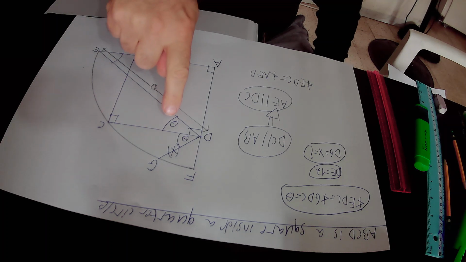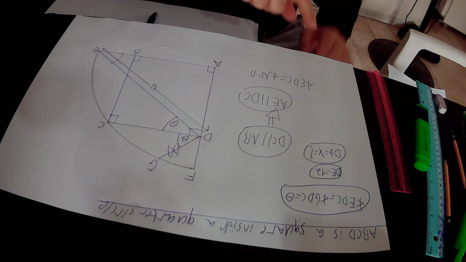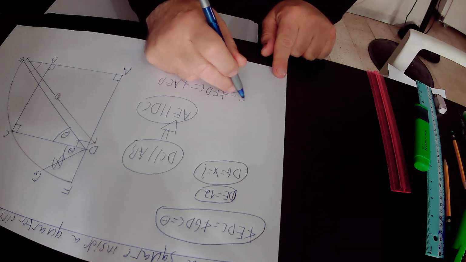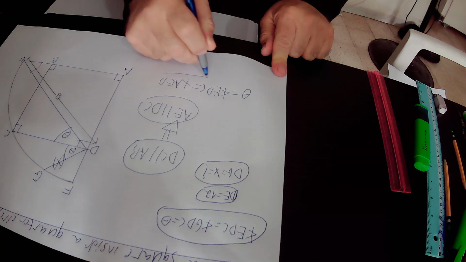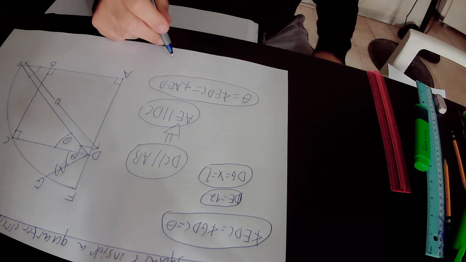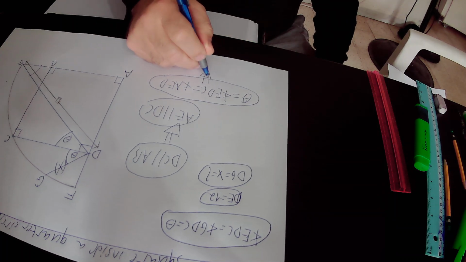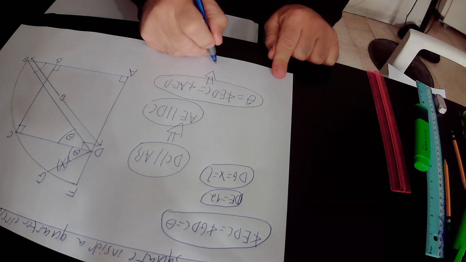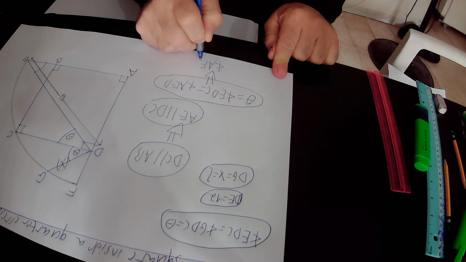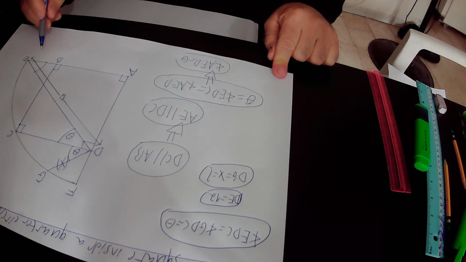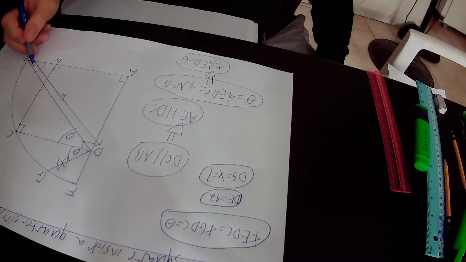But this is angle EDC that is equal to theta according to what is given. So can I tell that angle EDC equals theta? And from the equation theta equals angle EDC equals angle AED, we derive that angle AED is also equal to theta. This is angle AED, it is equal to theta.